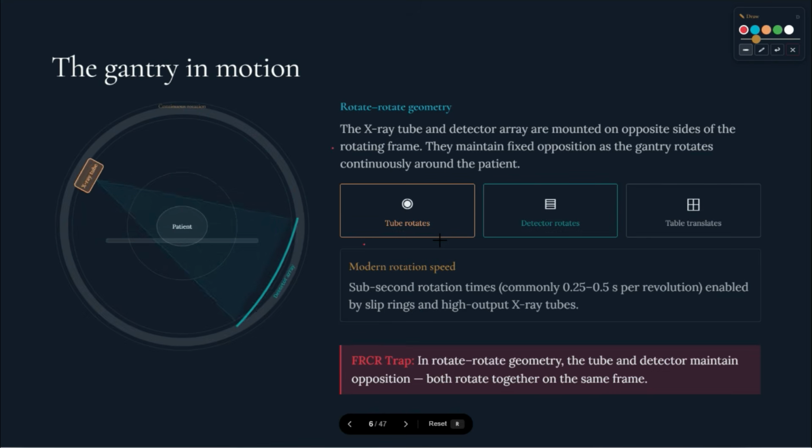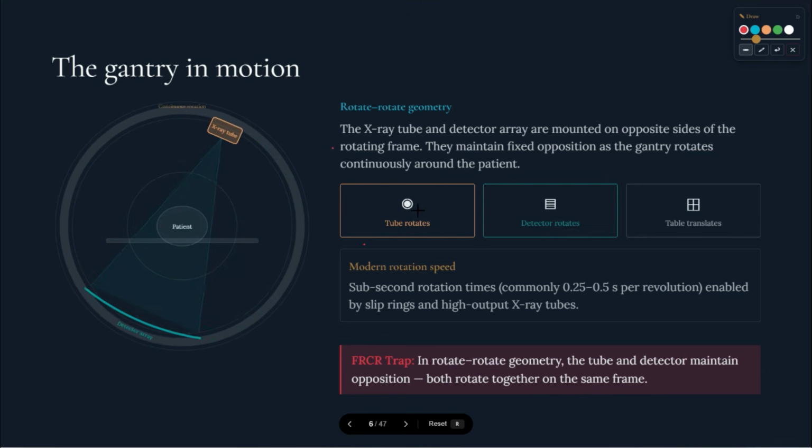The rotate geometry of the third generation system. The X-ray tube and the detector are mounted on opposite sides, facing each other, and then they maintain fixed opposition as the gantry rotates continuously around the patient. This is the patient at the isocenter.